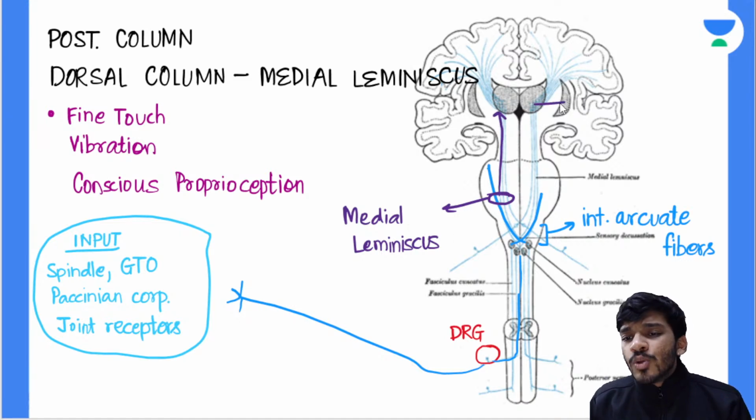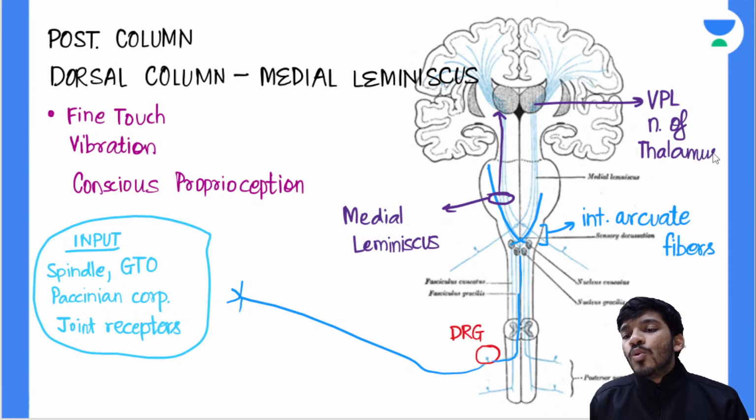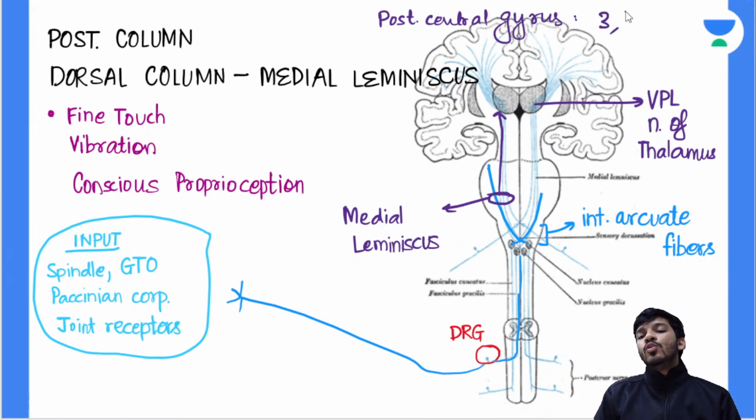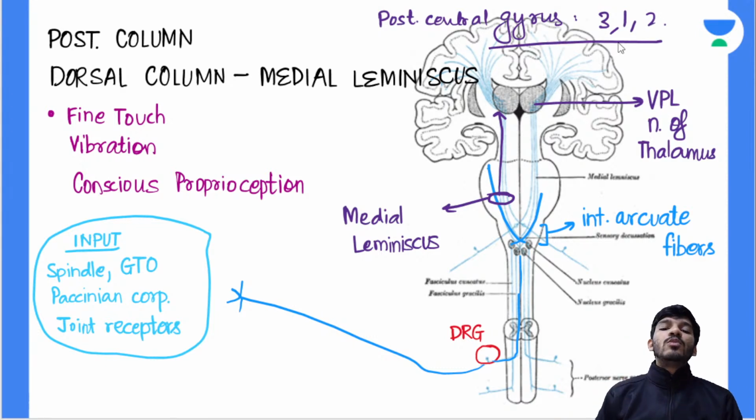Which nucleus of the thalamus? It synapses in the ventero-posterolateral nucleus of the thalamus, VPL of the thalamus. It reaches the thalamus VPL, and from there it goes to the post-central gyrus, which is the somatosensory cortex called area 312, and it reaches that via the posterior limb of the internal capsule.